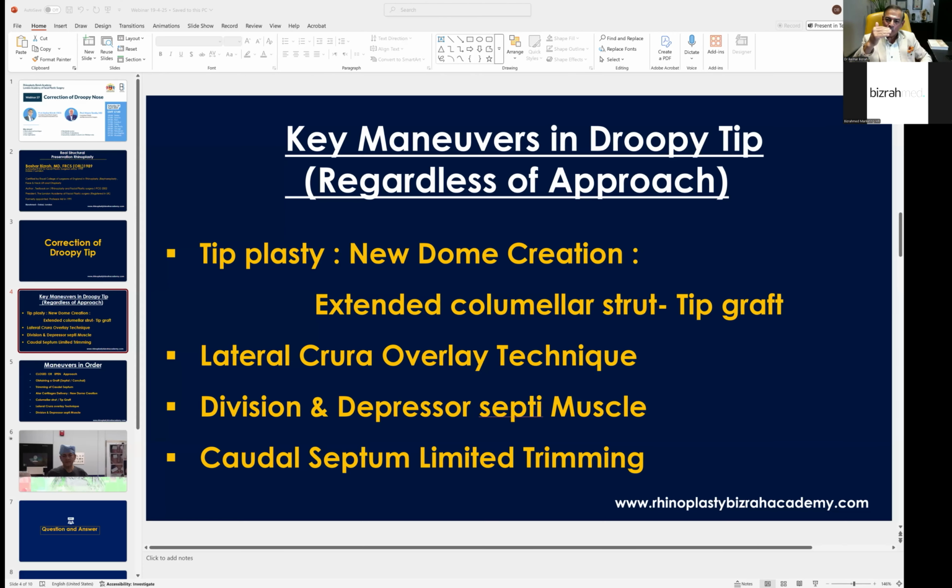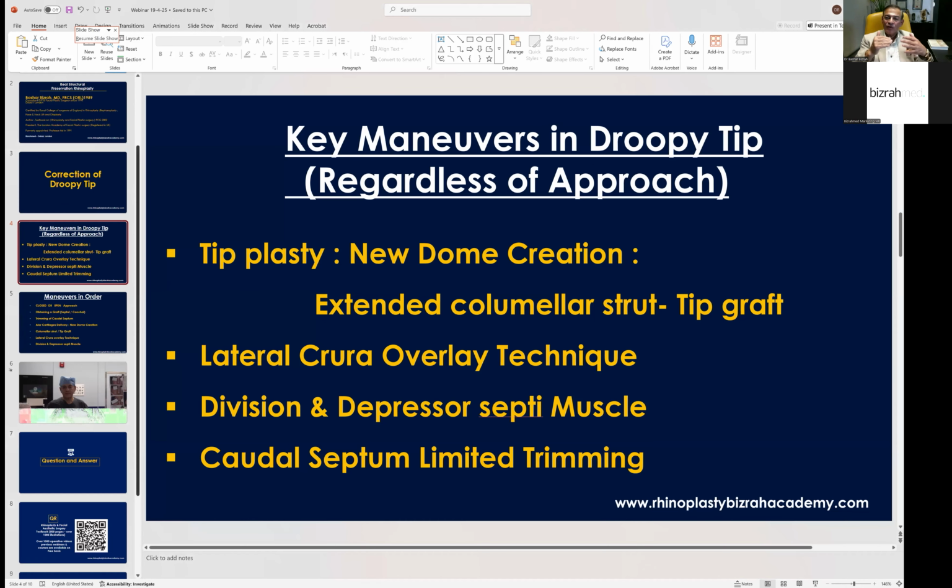Maneuvers are important to consider when you consider the correction of a droopy tip or consider doing rhinoplasty. So in rhinoplasty, you have to make, first of all, a good judgment of the patient. When you examine the patient in the clinic, you have to make a list of the deformities and then track each deformity one by one during the procedure. You need to work in an organized manner.